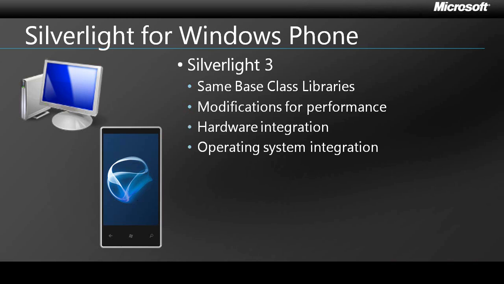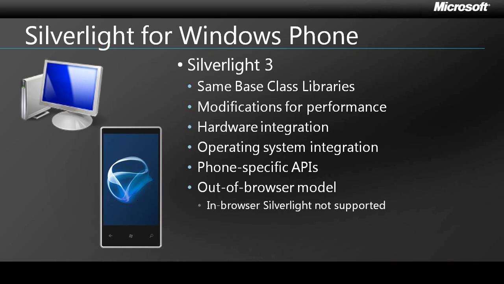There's also a set of managed APIs for accessing the accelerometer, GPS, phone functionality, etc. Finally, on Windows Phone, Silverlight works using the same out-of-browser model first introduced in Silverlight 3. At initial release, in-browser Silverlight is not supported, although that is likely to be added in the future.